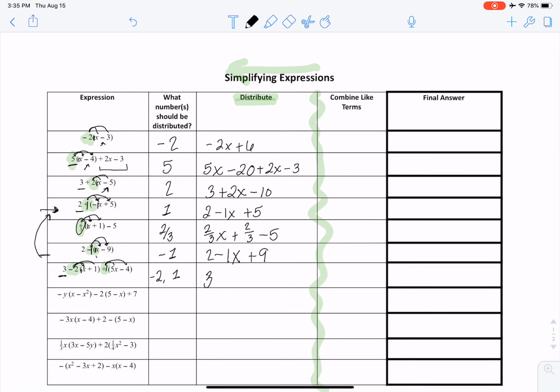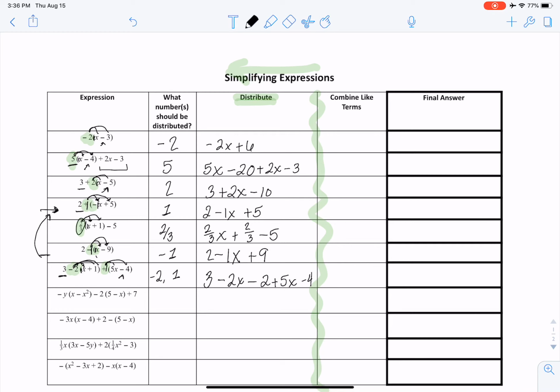-2 times 1x is -2x. -2 times 1 is -2. This positive 1 times 5x is a positive 5x, and the positive 1 times -4 is a -4. All right?